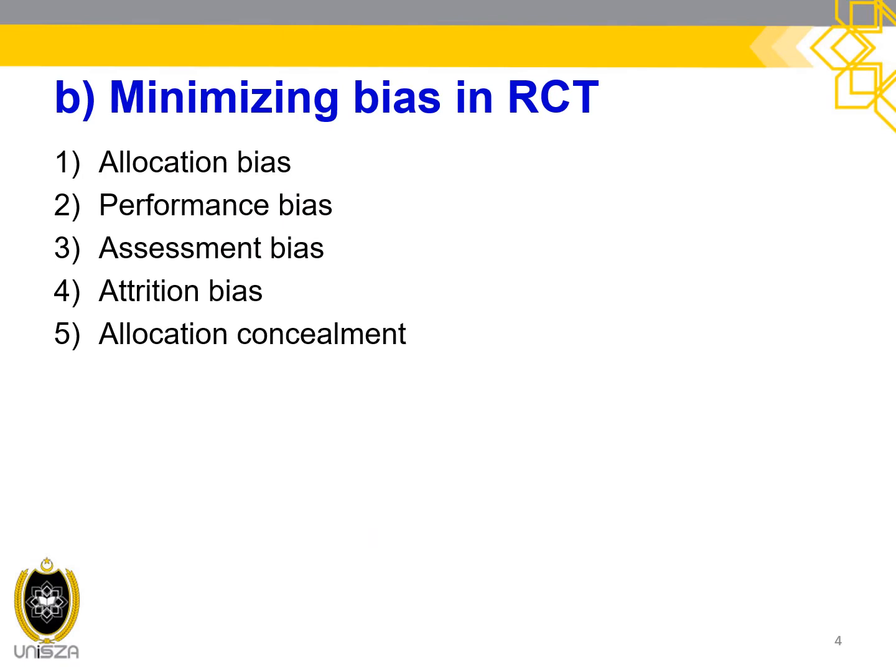The second feature of RCTs is minimizing bias. There are 5 types of bias in research that can be minimized by using RCT. The first one is allocation bias. The second one is performance bias. The third one is assessment bias. The fourth one is attrition bias. And the fifth one is allocation concealment.